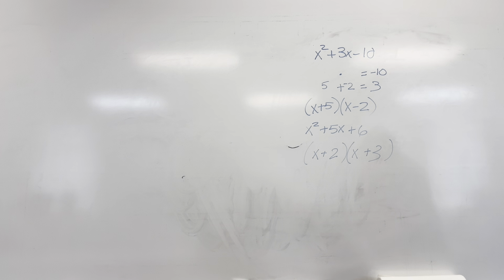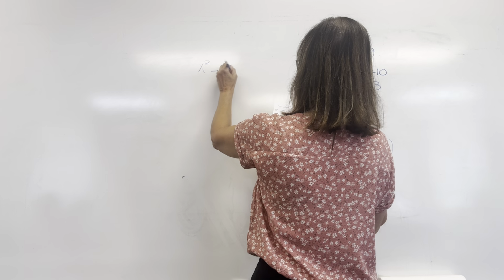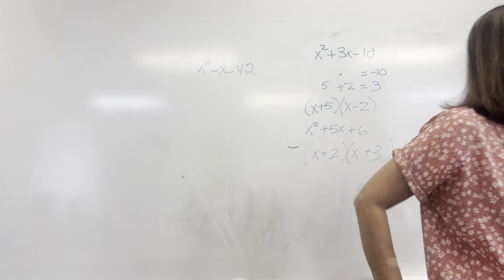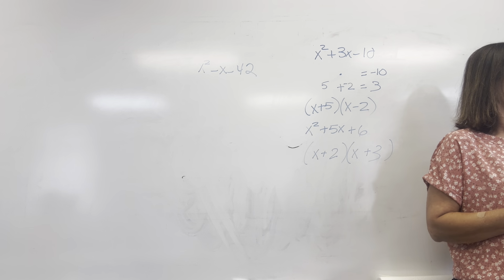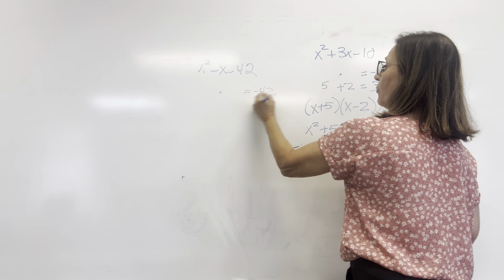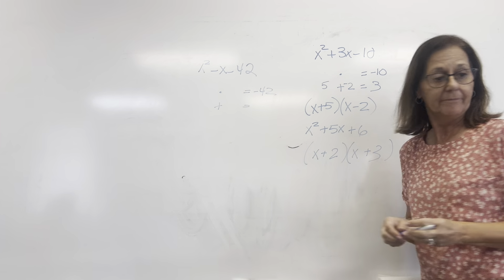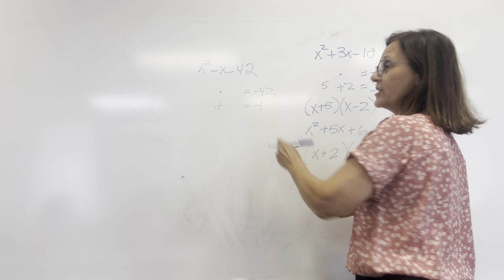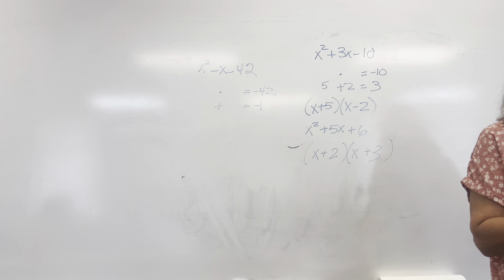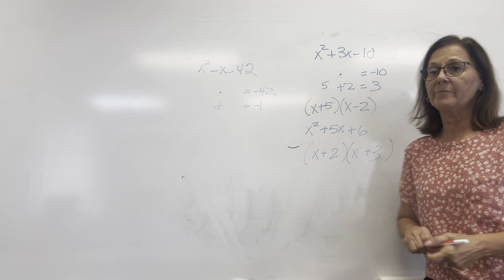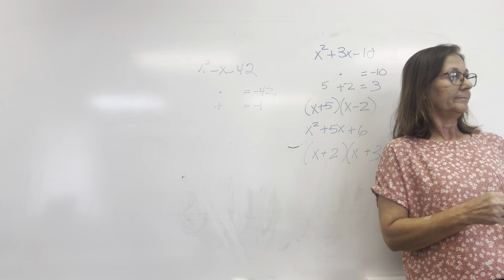All right, number 4. X squared minus x minus 42. Sam, you help me. Okay, factors of what? Negative 42. Multiplied gives me negative 42, but added gives me negative 1. Those signs go with it. Okay? All right, what multiplied gives me negative 42, but added gives me negative 1.